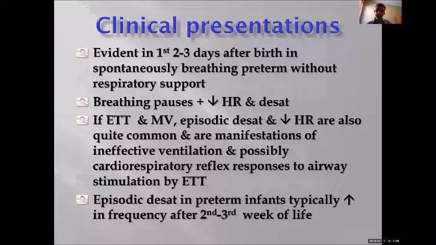Remember, most of the apnea are central, and therefore, even if you have an ETT and mechanical ventilation, you still have apnea. So if your respiratory support is just baseline, even with that, sometimes you get desaturation and decreased heart rate because of apnea. However, sometimes the same events can occur due to a cardiorespiratory reflex response to the presence of an airway and tube, a foreign material in the upper airway.